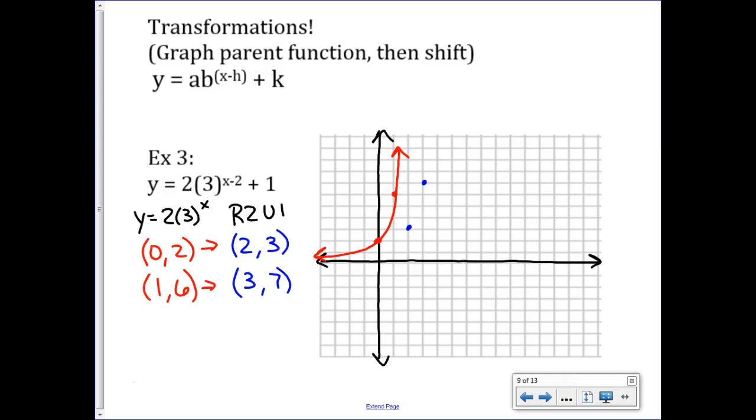Now, one thing to note before I graph this is that my asymptote is y equals 0 here. If I've shifted the entire graph up 1, my new asymptote is going to be at y equals 1. And it may be easier for you to plot that asymptote before you try to graph so you know where your graph is approaching.